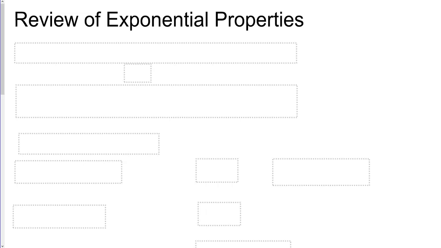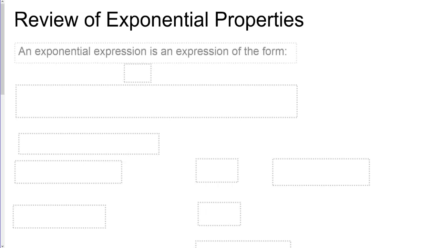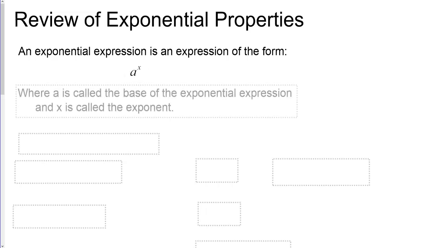In this lesson, we are going to review some properties of exponential expressions. An exponential expression is an expression of the form a to the x, where a is called the base of the exponential expression and x is called the exponent. I'm going to go through some basic properties. On this slide, I have a list of those properties, and through the remaining slides, I will go through more details on each one.